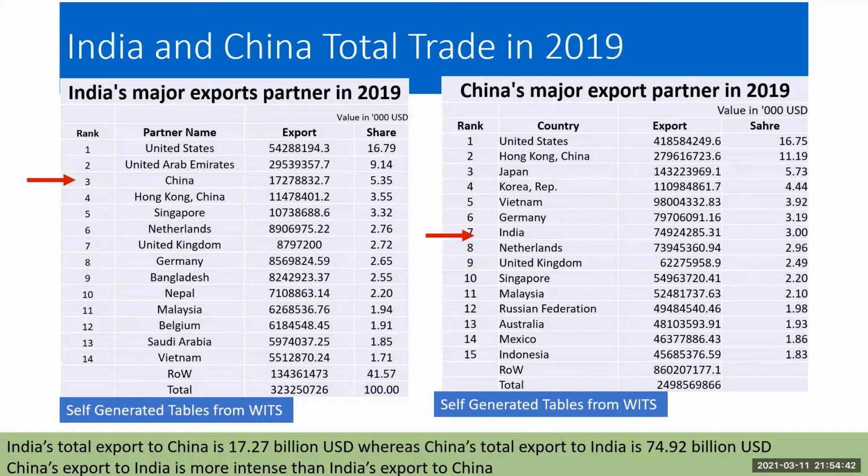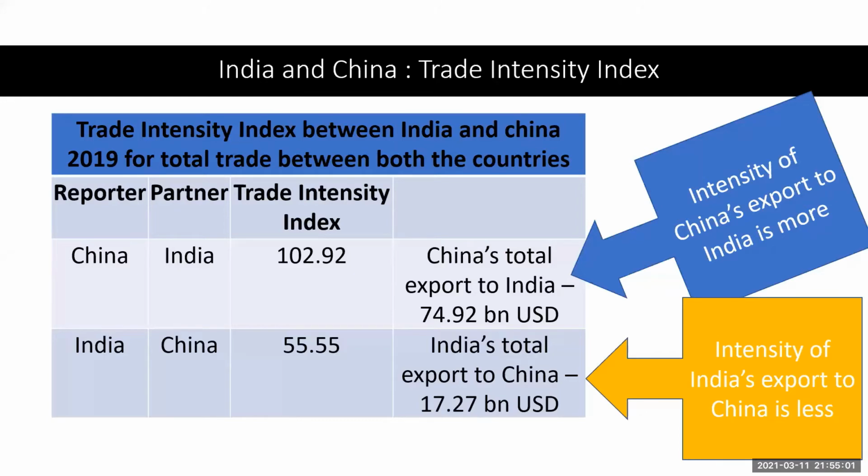In 2019, India's total export to China was 17.27 billion US dollars, whereas China's total export to India was 74.92 billion US dollars, which means that the intensity of China's export to India is more than the intensity of India's export to China. Also, the trade intensity index for export from China to India is 102.92 as compared to the trade intensity index for export from India to China, which is only 55.55. This means that China's export to India is more intense than India's export to China.